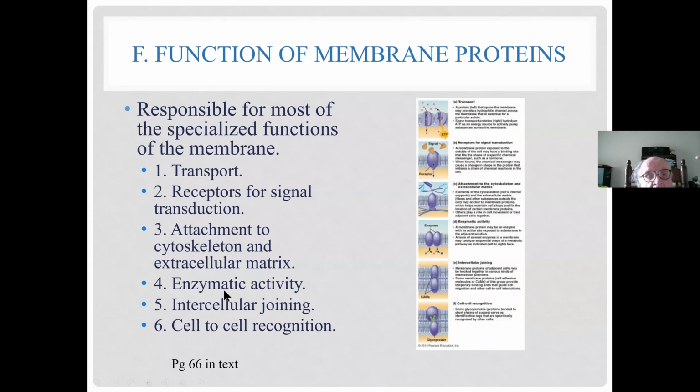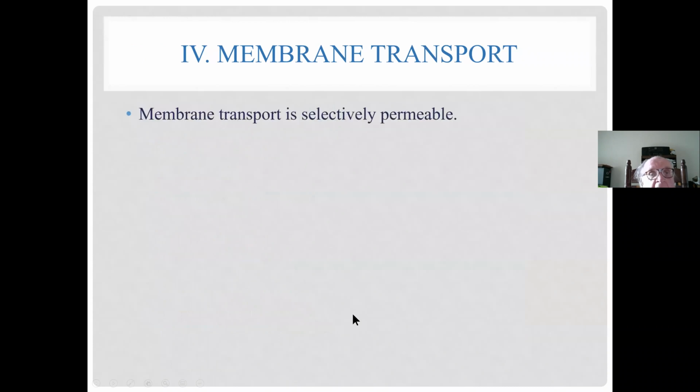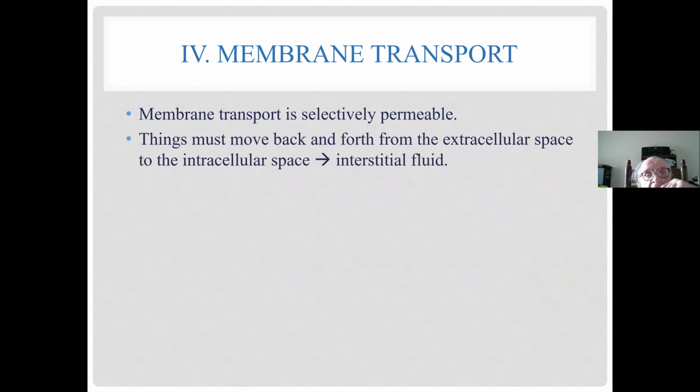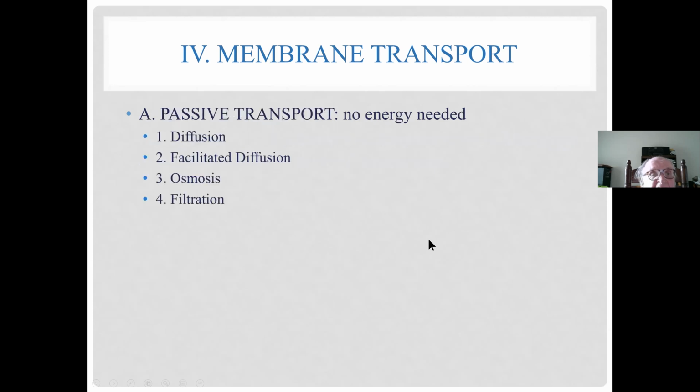Attachment to the cytoskeleton, enzymatic activity, intercellular joining. We want one cell to be able to join next to another cell, and cell-to-cell recognition. Okay, how do things get transported through the membrane? Things must move back and forth from the extracellular to the intercellular space. These are the 4 processes that are passive transport. That means they don't require energy.